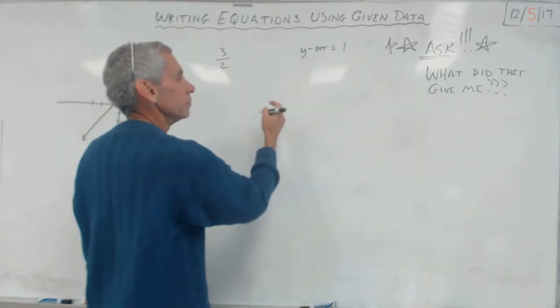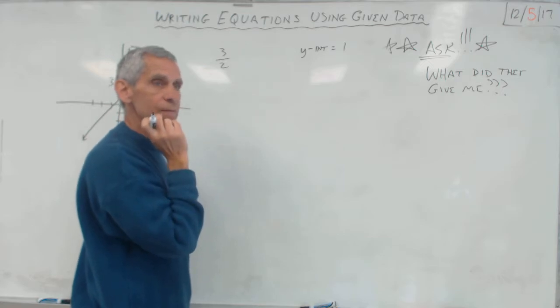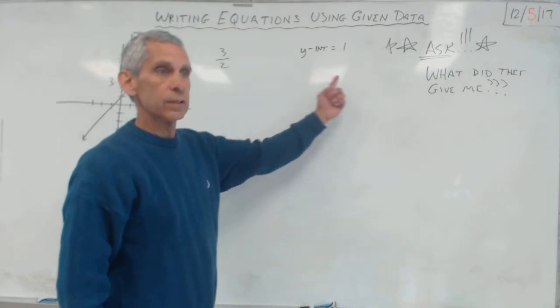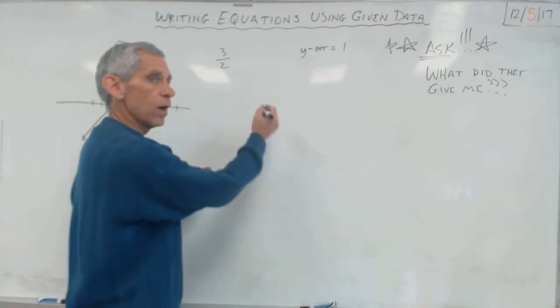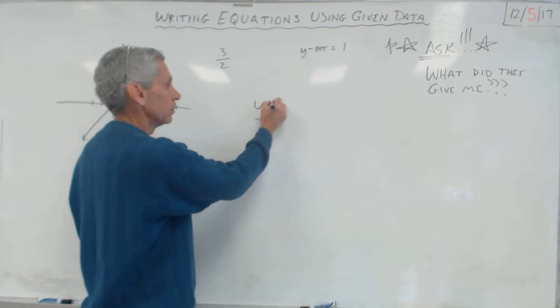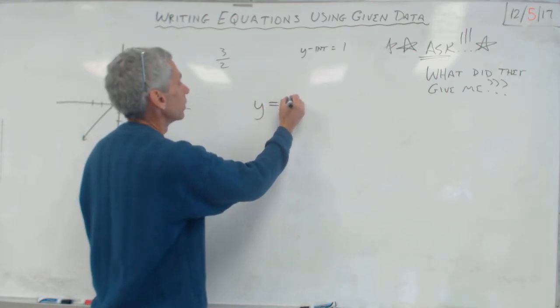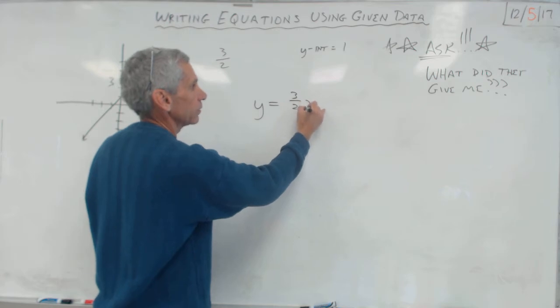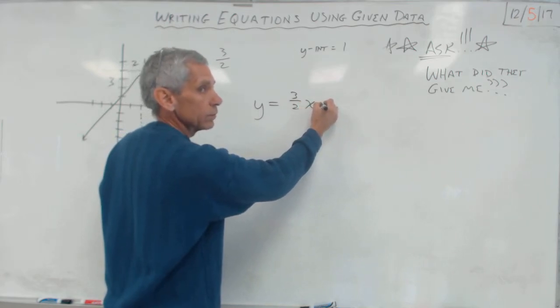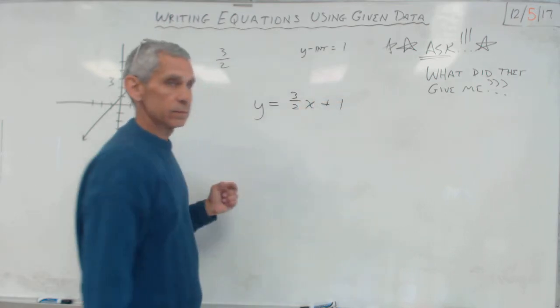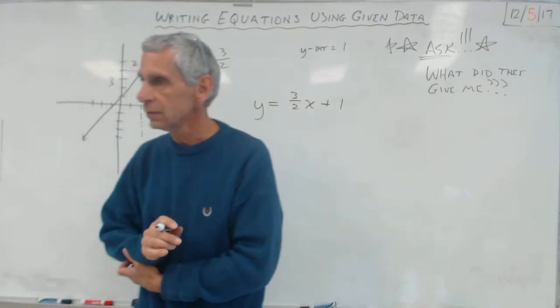There's my slope, and there's my y-intercept. So slope, intercept. So y equals 3 halves x. You got it. Exactly. Does that make sense? Yeah.